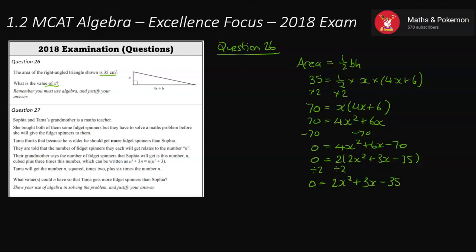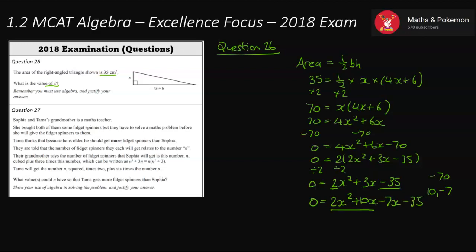At this stage here, that 2 is a bit irritating by the x squared, so it means we're going to have to use the grouping method of factorizing. So I'm going to start by multiplying that and that together. That gets me to negative 70. I now need to think what multiplies to the negative 70 and adds to that positive 3. And hopefully you're thinking positive 10 and negative 7. So I'm going to split up my 3x into 10x and negative 7x. So 0 is equal to 2x squared plus 10x minus 7x minus 35.